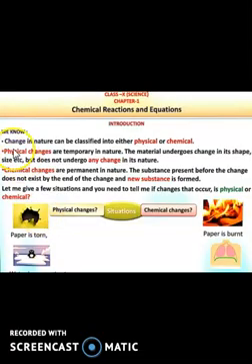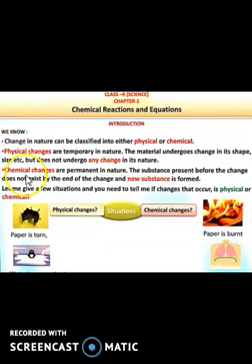Let's start with the introduction of chapter 1st, that is chemical reactions and equations. Basically, in this chapter there are two types of changes, that is physical change and chemical change. Physical changes are temporary in nature. Materials undergo change in shape, size, etc., but do not undergo any change in nature. It is a type of reversible change in which no new products are formed.